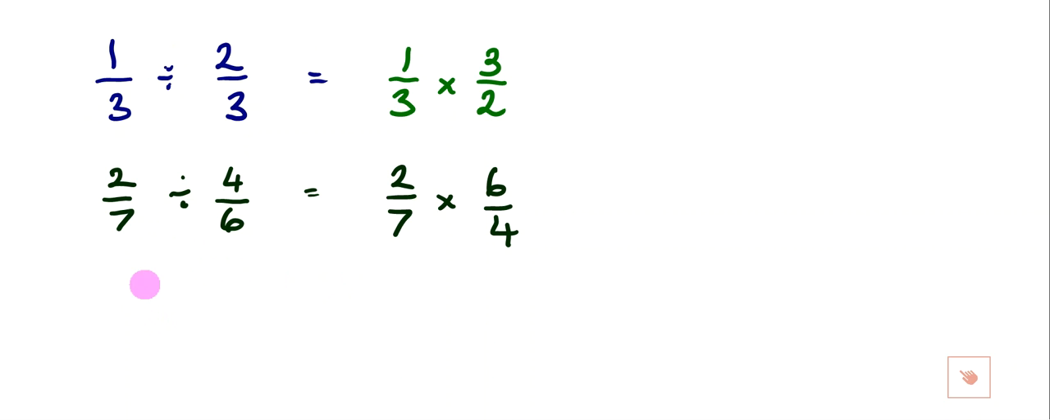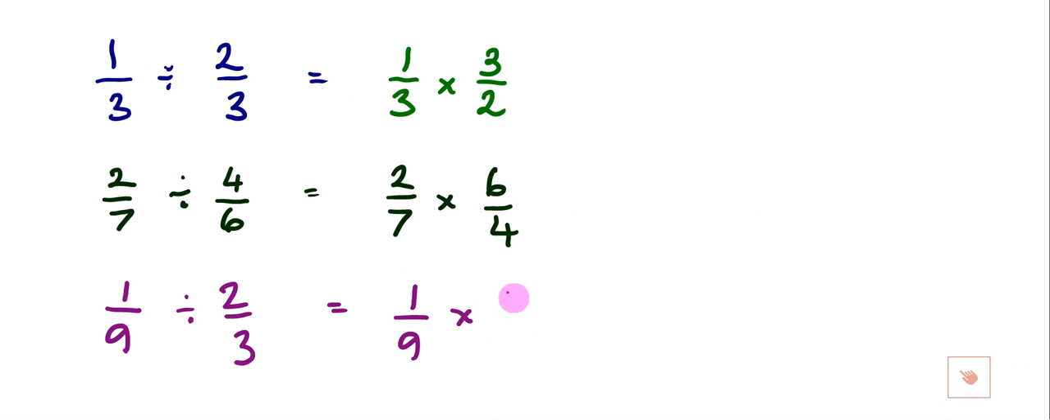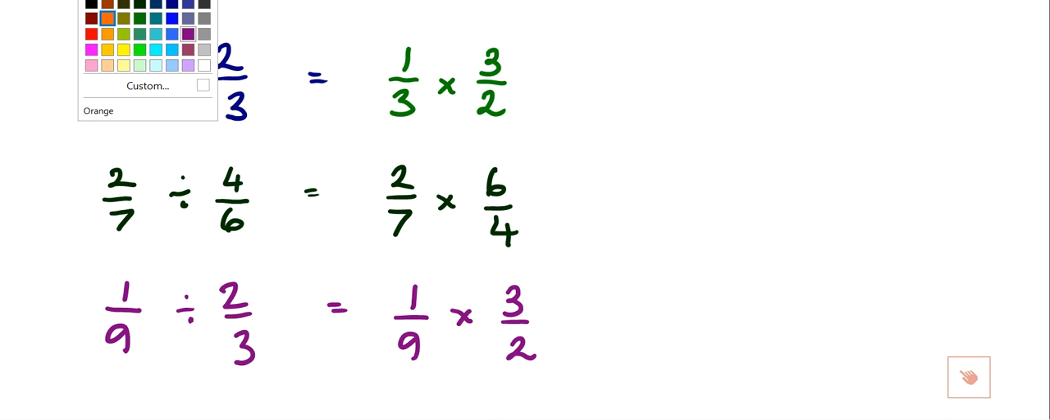Abbott, give me a fraction. 1/9. Divided by 2/3. Micah, what does that become? That becomes 1/9 times 3/2. Good. And now we can go through and do the answers.